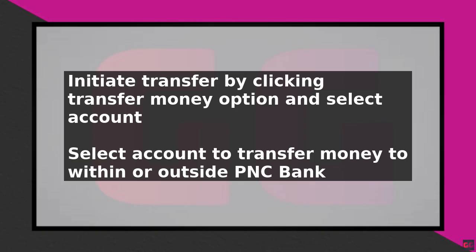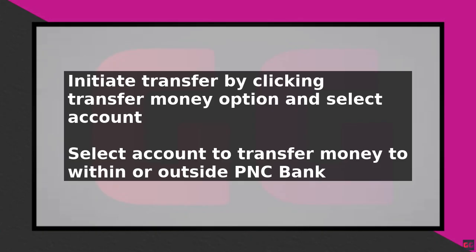The routing number is a 9-digit number that identifies the bank and is usually found at the bottom of a check. You can also use the PNC Bank routing number lookup tool to find the correct routing number. After entering the recipient's account information, you will need to enter the amount you want to transfer and select the transfer date. You can choose to transfer the money immediately or schedule the transfer for a future date.